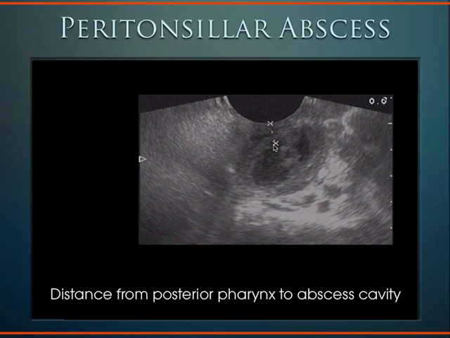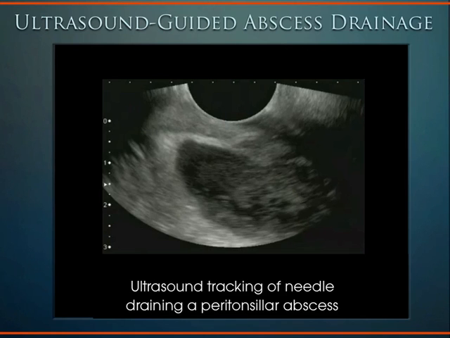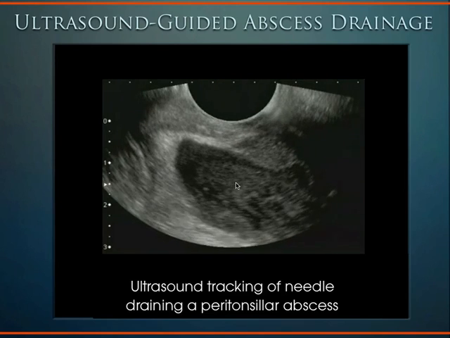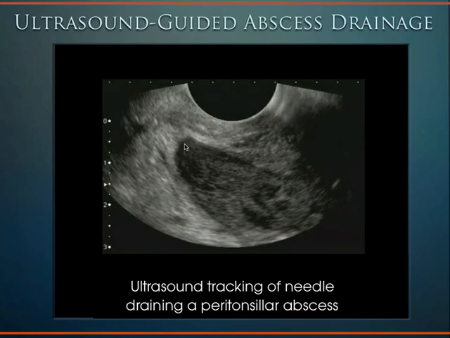So what we do is we measure this distance, and we know that, well, the needle only needs to go about 1 centimeter before it's going to start to get to some pus. And it definitely is going to stay away from these large blood vessels back here. And so that's one way we can help guide the procedure. And this is just another example here of a patient who's got a pretty large peritonsillar abscess. All this stuff here is pus.